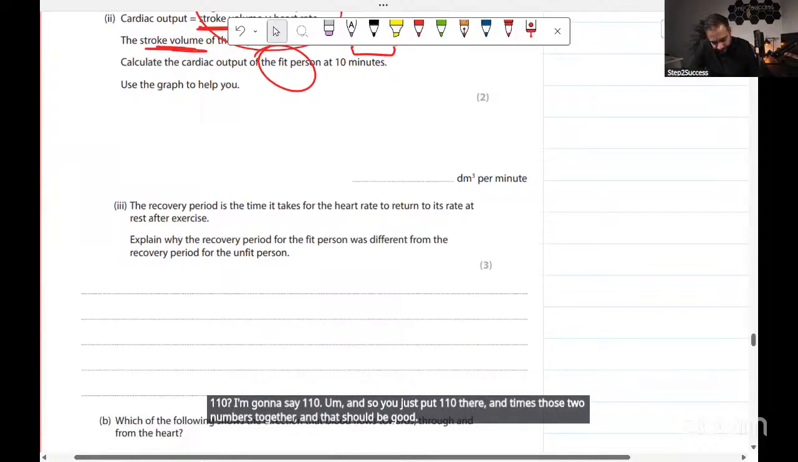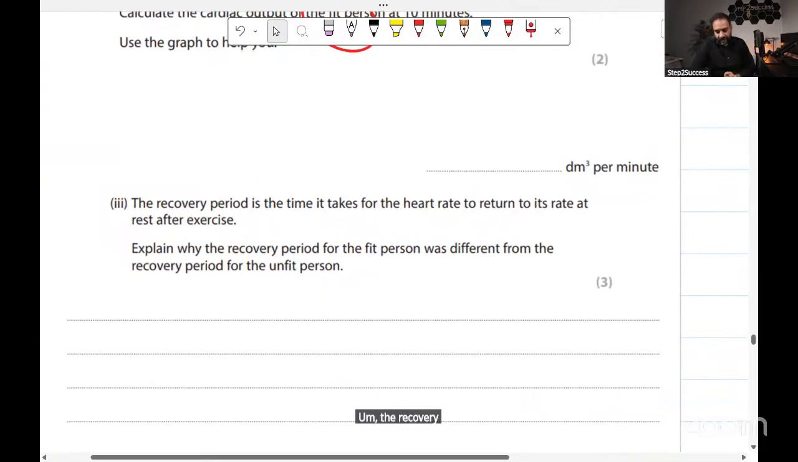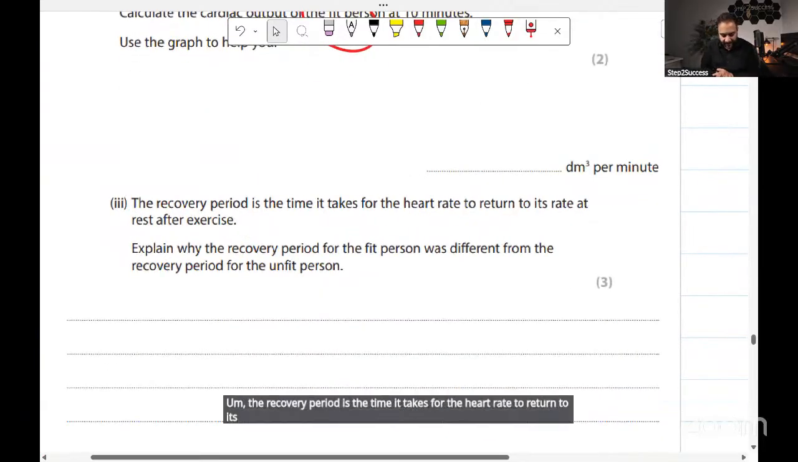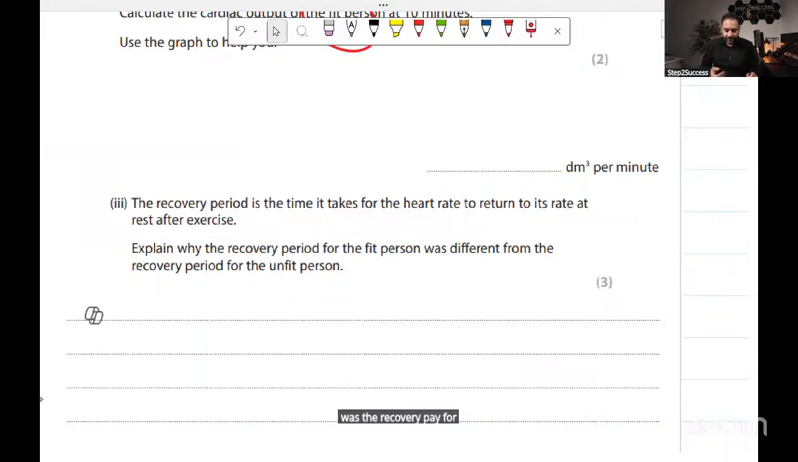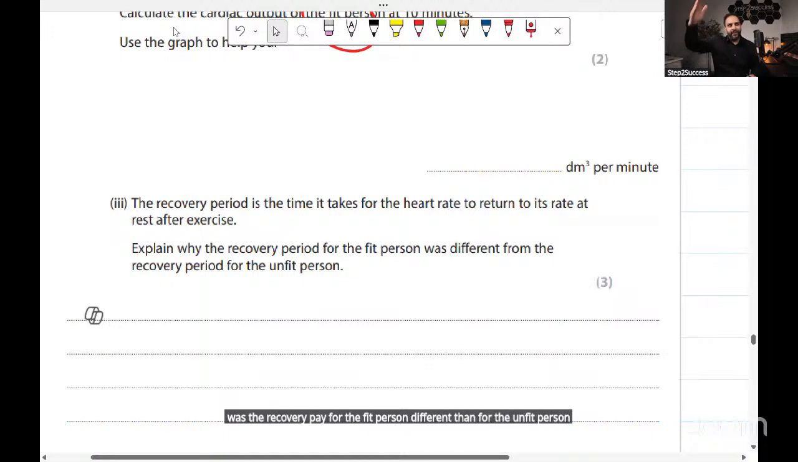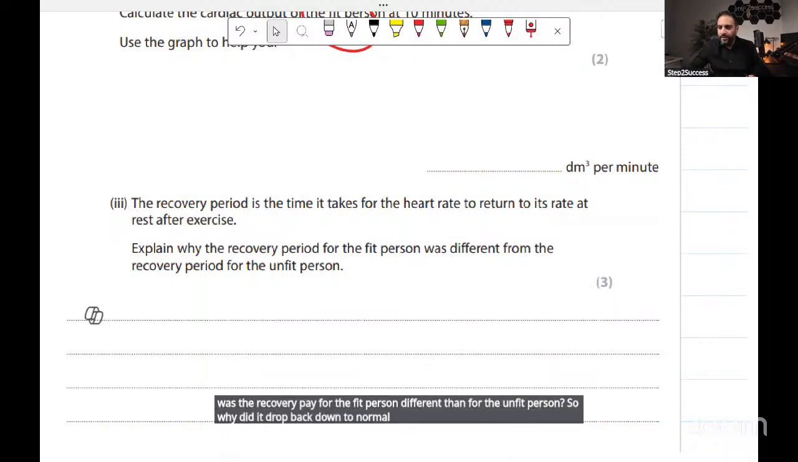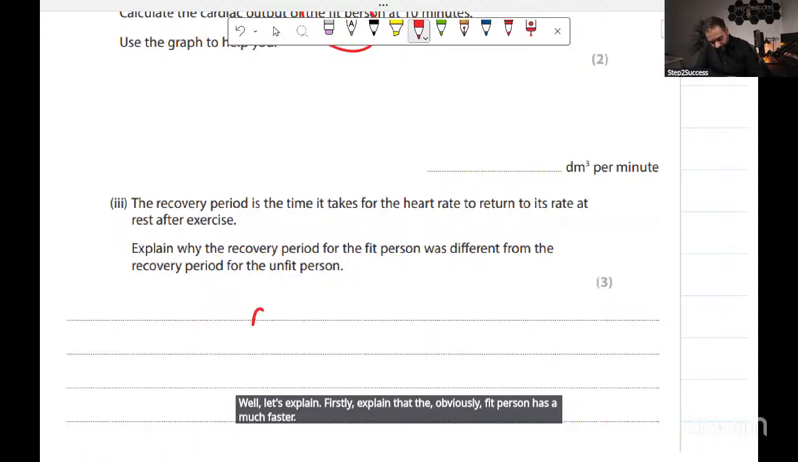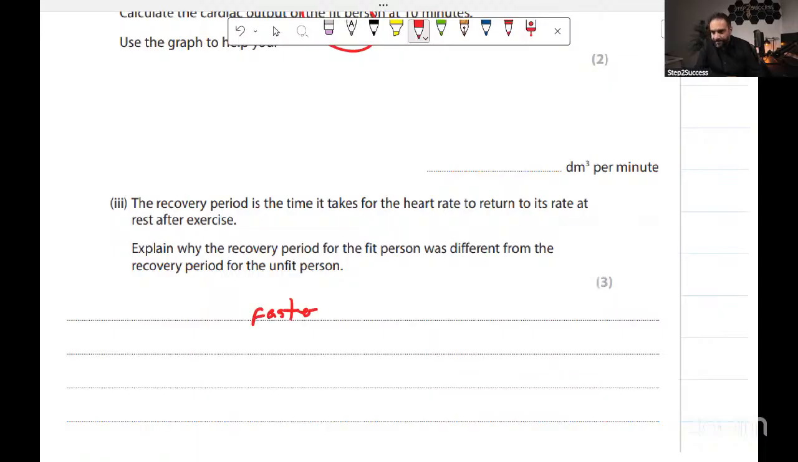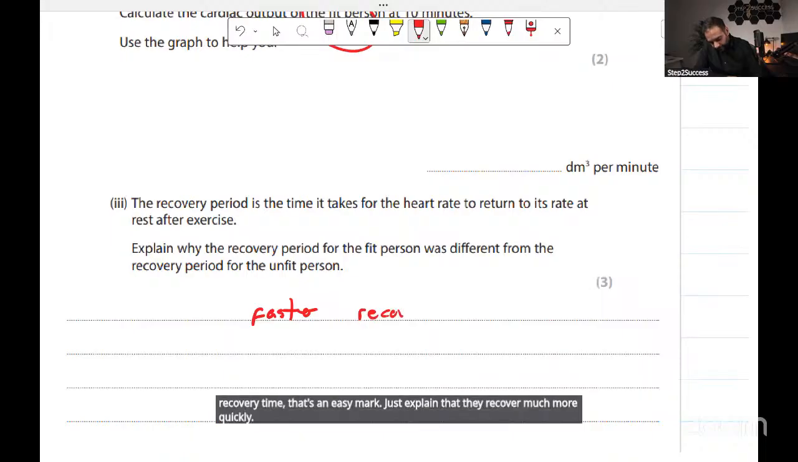The recovery period is the time it takes for the heart rate to return to its rate at rest after exercise. Why was the recovery period for the fit person different than for the unfit person? So why did it drop back down to normal so much more quickly when you're fit? Firstly, the fit person has a much faster recovery time. That's an easy mark. Just explain that they recover much more quickly, get back to normal quickly.